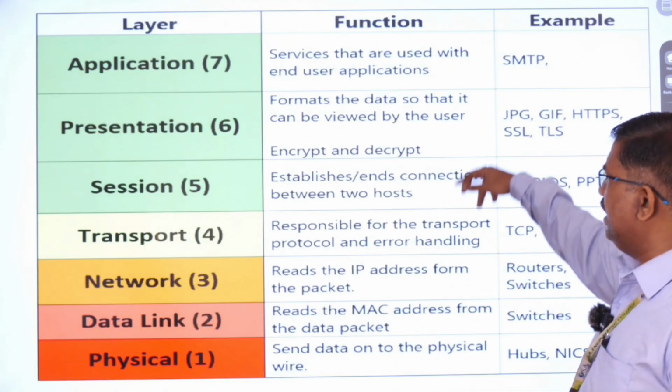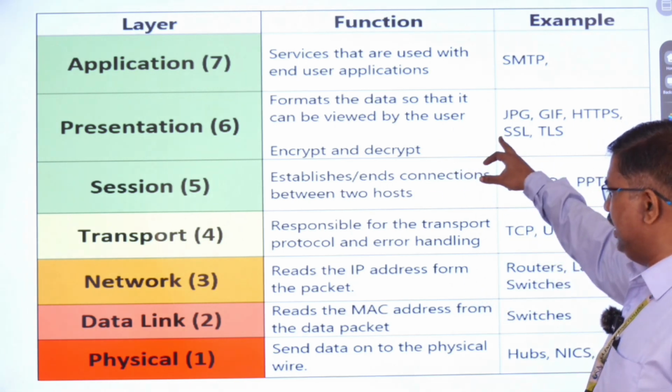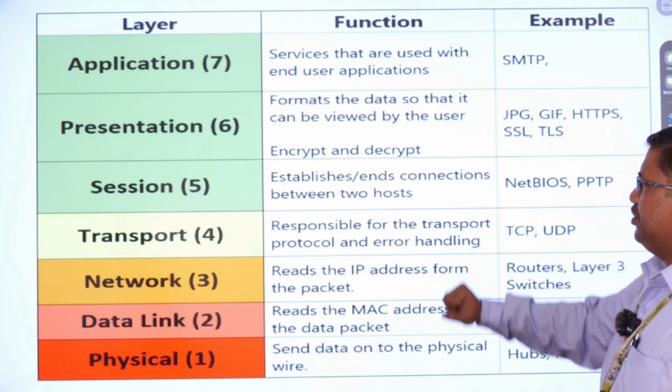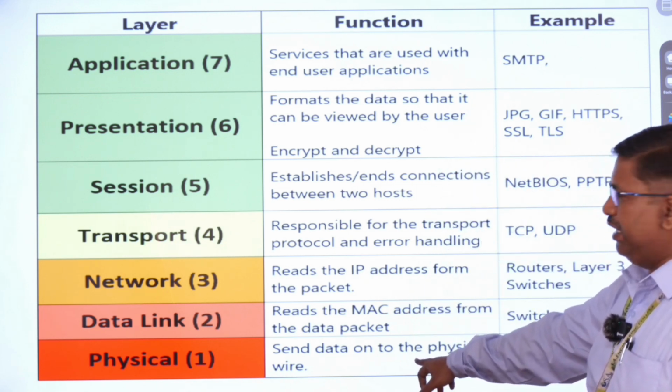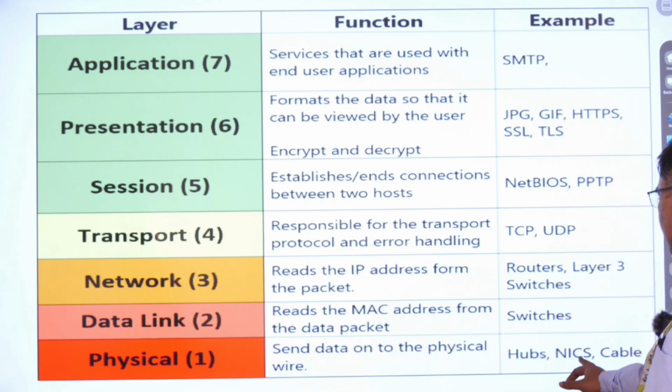So what are the 7 layers in the ISO OSI model? These are the 7 layers: physical, data link, network, transport, session, presentation, application layer. Now the functionality of each and every layer. The physical layer sends data onto the physical wire. The examples are hubs, network interface cards, cable.